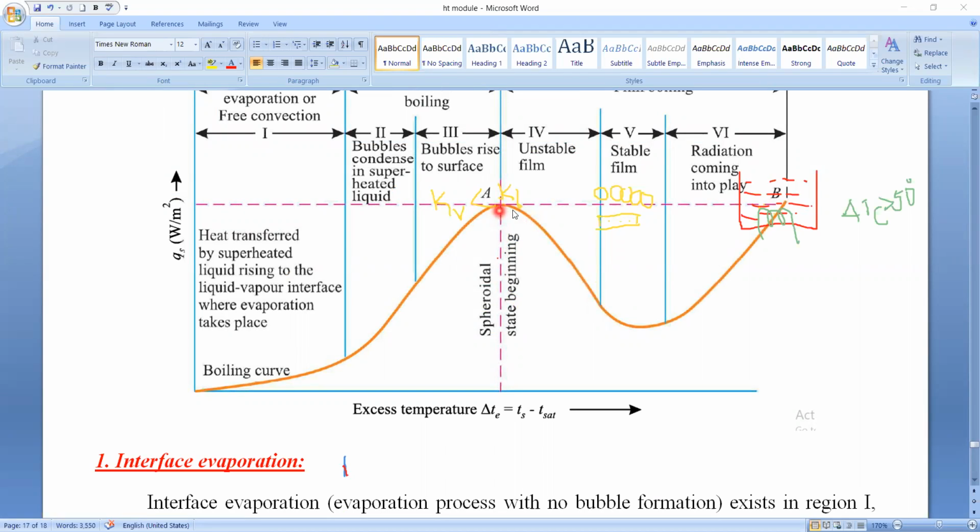Why is the heat flux decreasing? Because of the formation of film, and in that film we have the water vapor, and the thermal conductivity of vapor is less than that of liquid. So that film acts as a barrier or resistance for further heat flow. Upon further increasing the excess temperature, the heat flux continuously decreases. This is also known as the unstable film. Now upon further increase, the film becomes stable, and the thickness of that film will continuously increase.